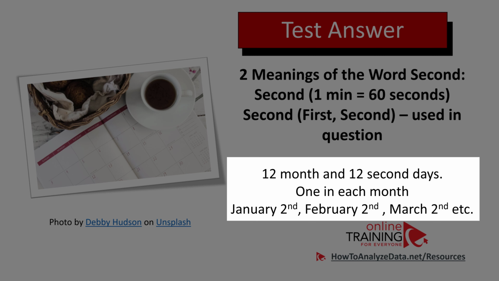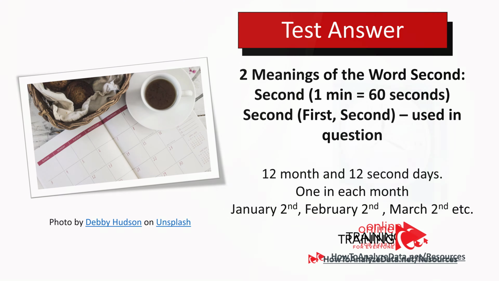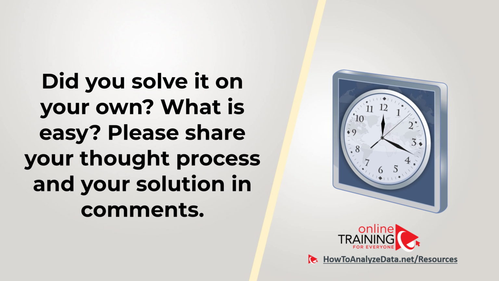So if we go back to the question, in a year there are 12 months, and there are 12 second days. 1 second day in each month. January 2nd, February 2nd, March 2nd, and so on. Hopefully you've nailed this question. It gives you some laugh, and you now know how to answer similar problems on the test.